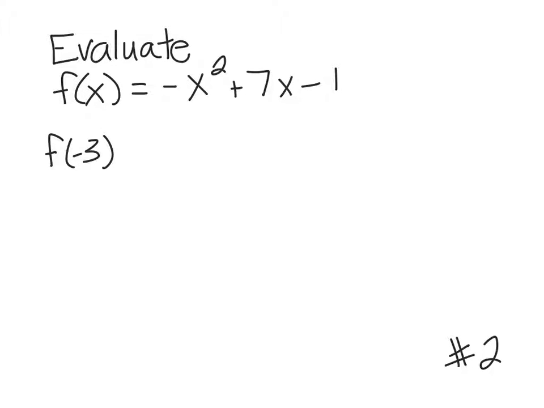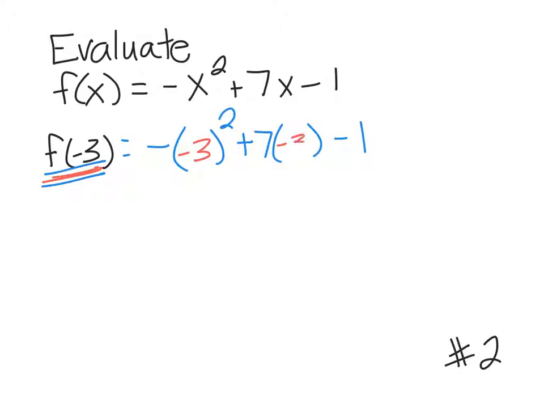When you evaluate, you're plugging in for x. So if I have to evaluate x at -3, all I'm going to do is everywhere I see an x, I'm going to put an open parentheses. And inside that open parentheses, I'm going to evaluate at -3. So I'm going to put a -3 in there.